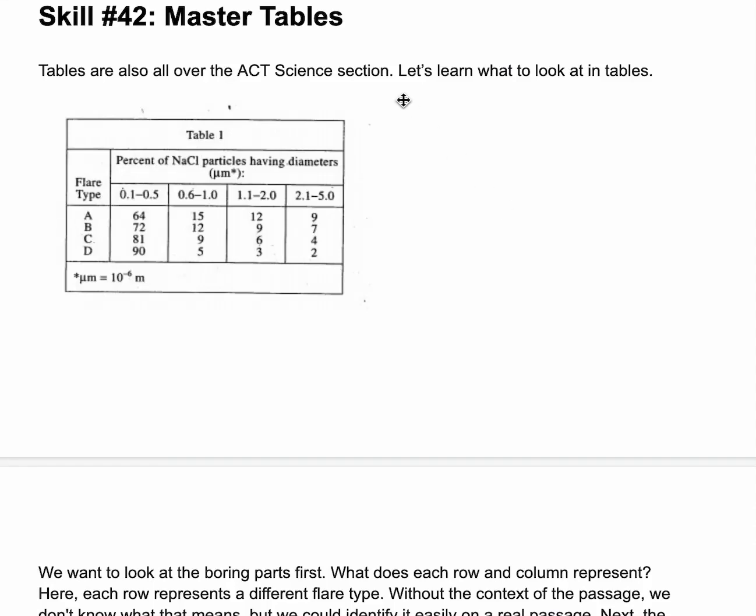Okay, so the next skill is 42, mastering tables, all right? Tables are just kind of like graphs, except only numbers. That's really all there is to it. So they're all over the ACT Science section, and here's what you have to look for.